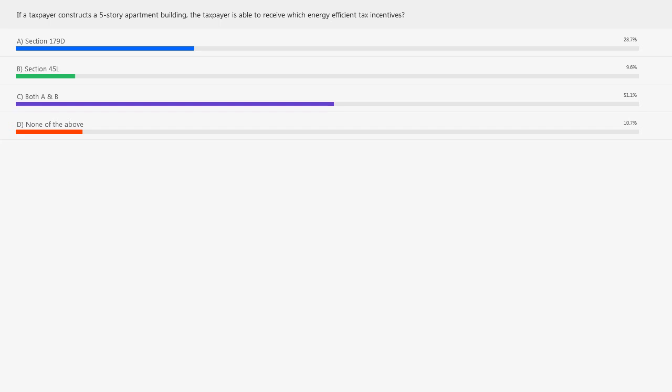In this case, with the 5-story apartment building, any housing facility that has 3 stories or less would qualify for the Section 45L home credit. And any apartment building or housing type building that's 4 stories or more would have to revert to the Section 179D deduction. So that was actually the second most picked selection. And again, I think you may want to take a look through the last couple of slides to see if any of those apply to your business and if you can utilize either of those energy efficient incentives.